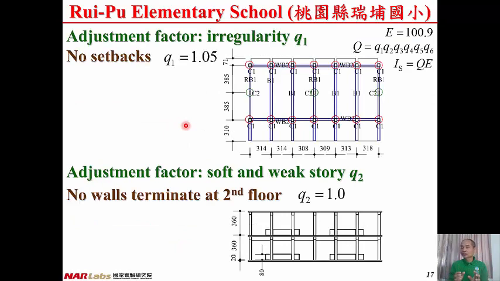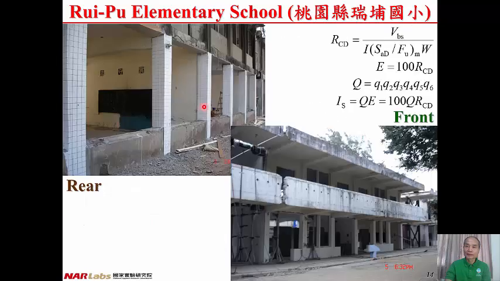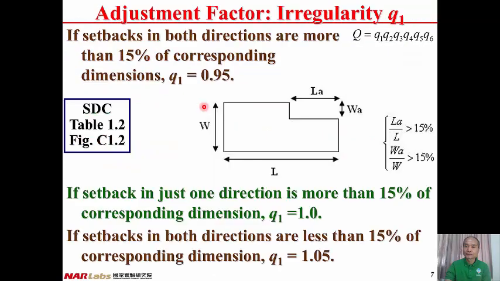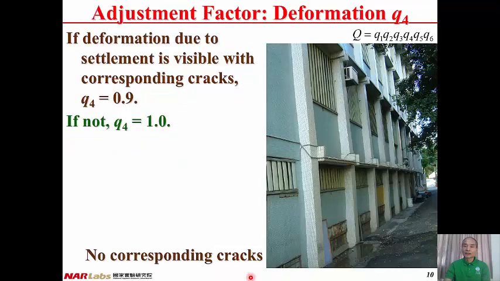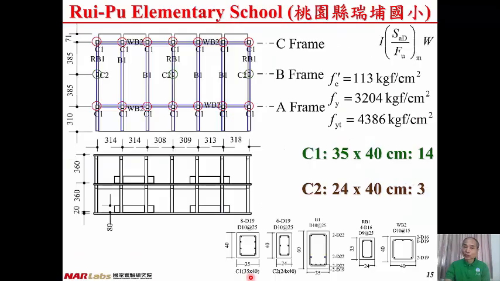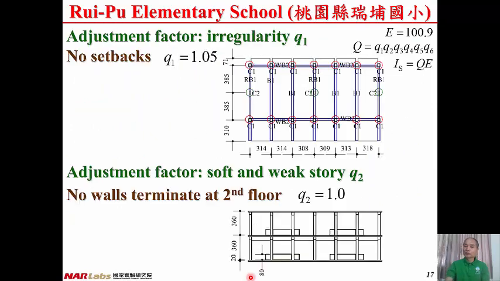Now we consider the conditions of the building. The first adjustment factor is irregularity, Q1. From the plan of the building, there's no setback in the X direction and no setback in the Y direction. Therefore, Q1 equals 1.05. If setbacks in both directions are less than 15% of the corresponding dimension, then Q1 equals 1.05. Therefore, for the school building in Yuipu Elementary School, Q1 equals 1.05.